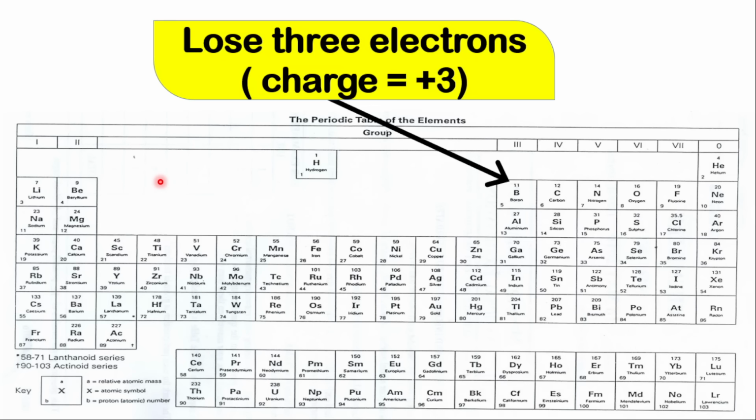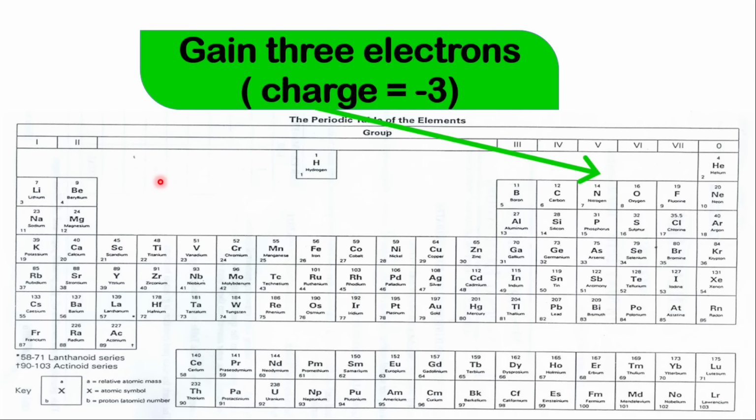Even the elements that you don't know, they are +3. All right. Now for group 5, they gain 3 electrons. Think about the word 5 to become 8. You need 3 more to become 8. So they gain 3 electrons, become -3.